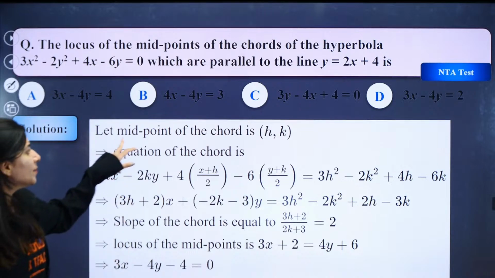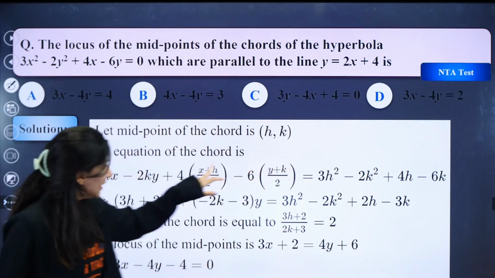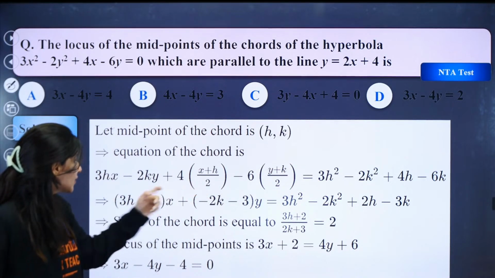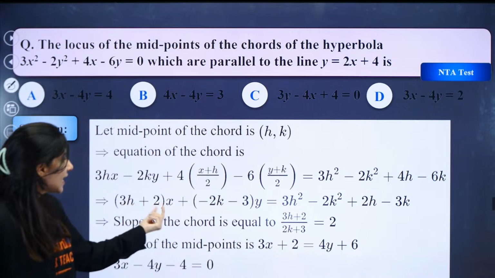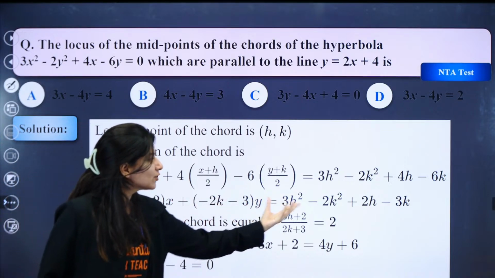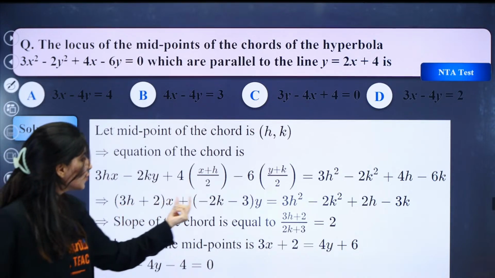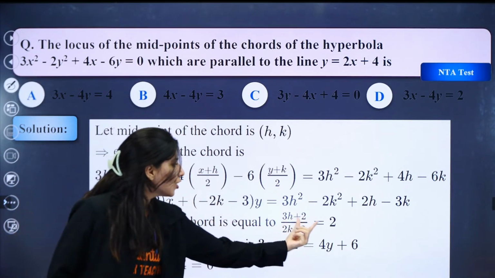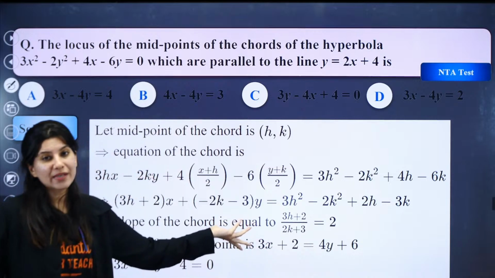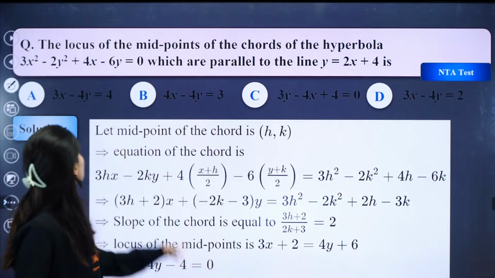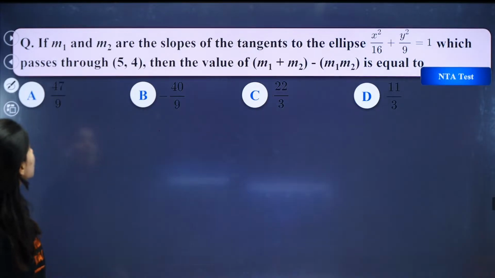Okay, so let the midpoint of the chord be h comma k. T is equal to h1. This is the equation of that chord. That means this is a linear equation, something x plus something y is equal to a constant. So the slope of this is minus of (3h plus 2) upon this. Now replace h and k by x comma y and you're going to get your equation. So yes, option A is absolutely right.